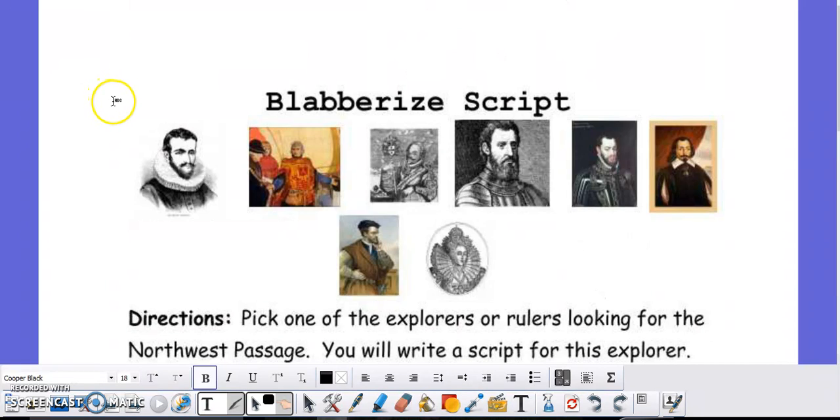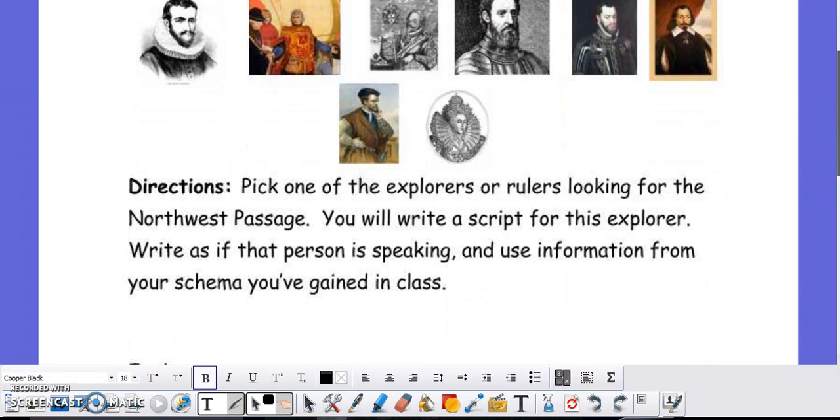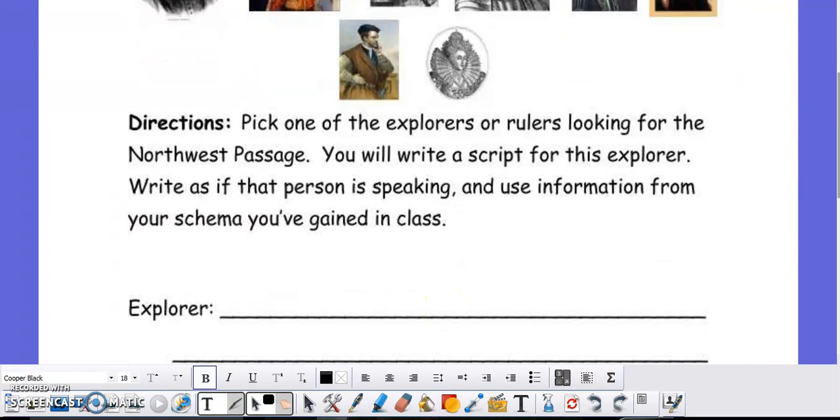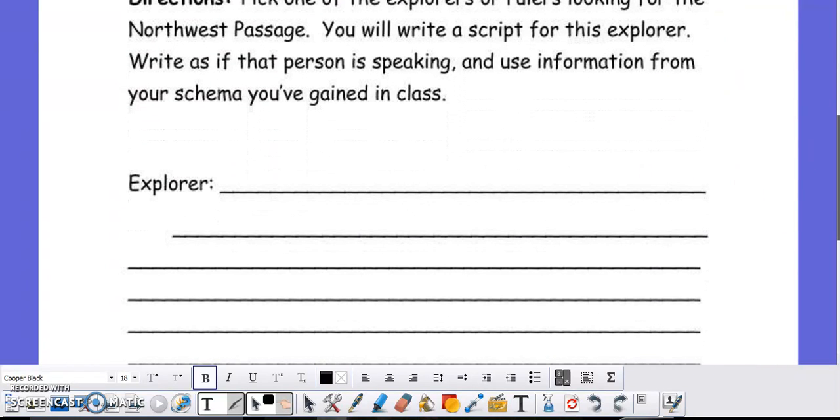Moving on with the project. After the students have done their research on the 8 different explorers and or rulers, they need to pick one of them, and they need to come up with a script in the first person about that person. Writing the explorer's name here, they then type up 4 specific facts about that person, and they can use the previous information in their research to help them create the 4 facts. It may be a 5 to 6 sentence paragraph, but it has to have 4 individual facts about that person.